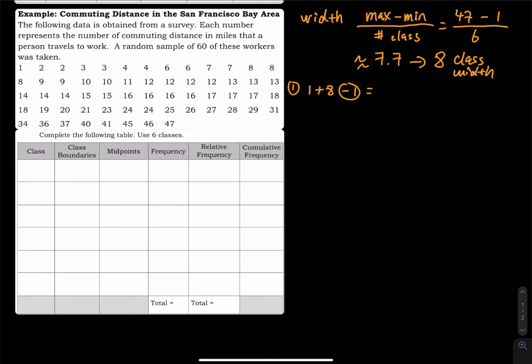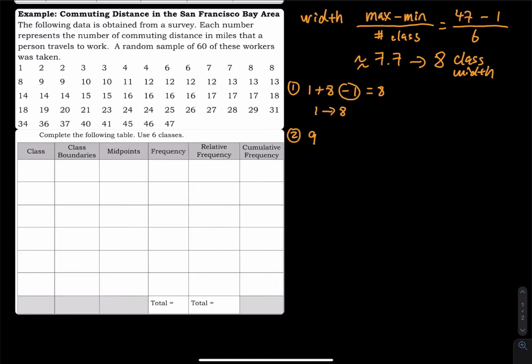So 1 plus a minus 1 is equal to a. So the first class is 1 to a. And then the second class, you don't start at a, you start at 9. Why do we start at 9? If you start at a and one of the data is a, then there is a double count. Should I put a in the first class or the second class? You don't know. That's why you don't do any overlap.